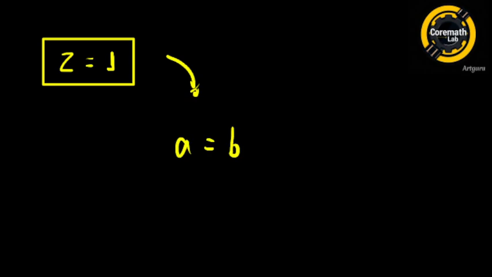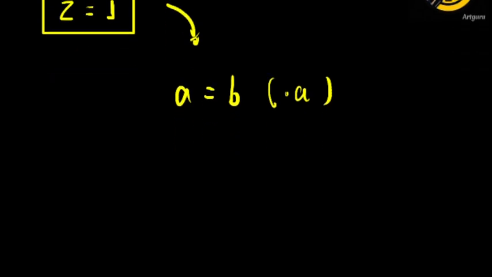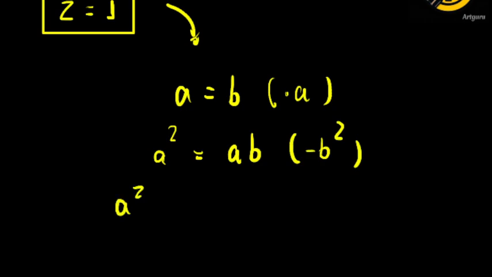So whatever we want to do on one side of the equation, we can, since we do the same thing on the other side of the equation. So we want to multiply both sides by a, so we get a squared is equal to ab. So let's subtract both sides by b squared, so we get a squared minus b squared is equal to a multiplied by b minus b squared.